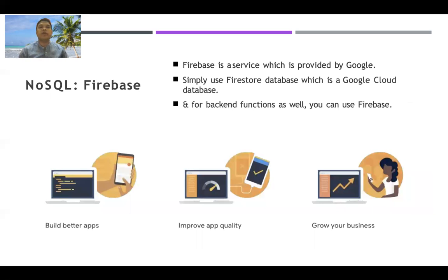And the next one is NoSQL. An example of NoSQL is Firebase. As you know, Firebase is a service provided by Google. And sometimes it is also called the Google Cloud Database. Why NoSQL? This is the advantage of NoSQL: build better applications, improve app quality, and grow your business.